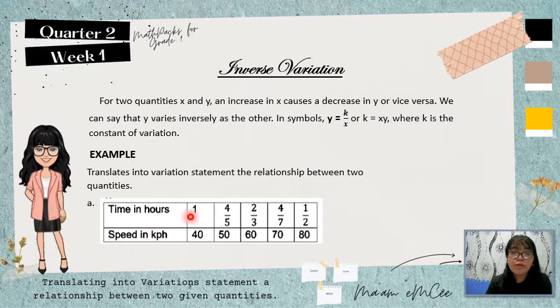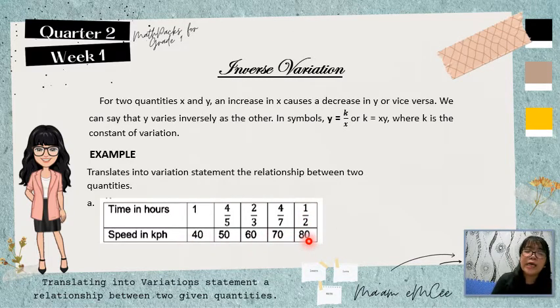So the time traveled is 1 hour, so the speed of the car or the moving object perhaps is 40 kilometers per hour. If the time is 4/5, then the speed is 50. If the time is 2/3, then the speed is 60. If the time is 4 over 7, then the speed is 70. If the time is 1/2, then the speed is 80.